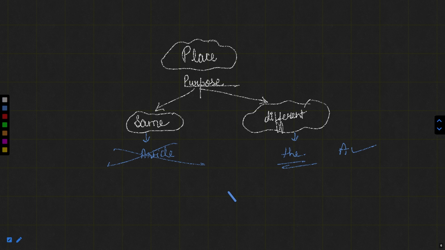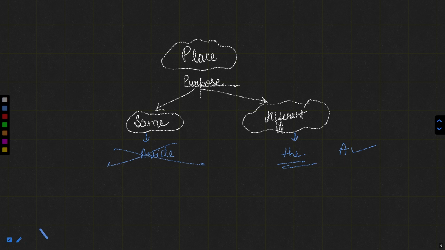So, for example, if I'm the doctor and I'm going to a hospital, it means my purpose is the same for which the hospital has been made. If I'm the patient and I'm going to the hospital, then also it is fine. But if I'm a friend of a doctor and I'm going to meet him, there is actually a different purpose. I'm not going to that particular place for being a doctor or being a patient, but I'm going there just to be a friend and just to meet, and that is not a meeting place. So it is actually for a different purpose, and if it is serving a different purpose, we should use an article before it.